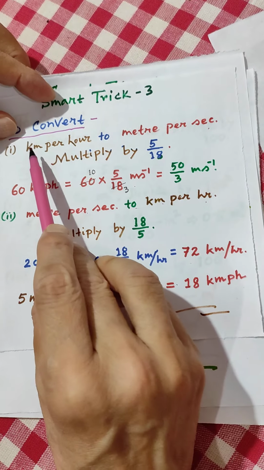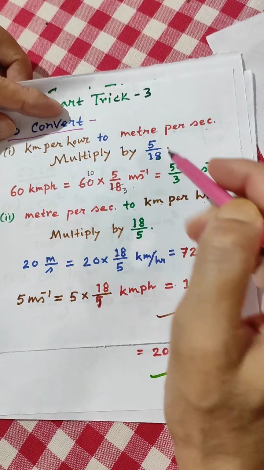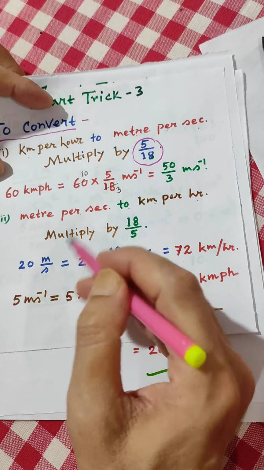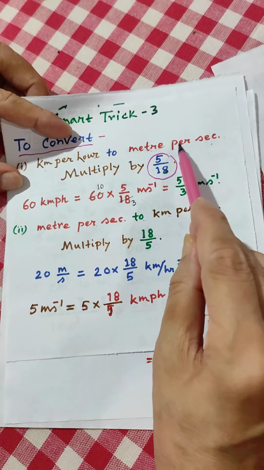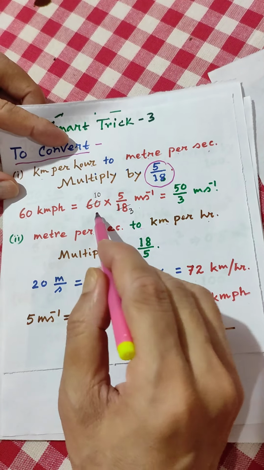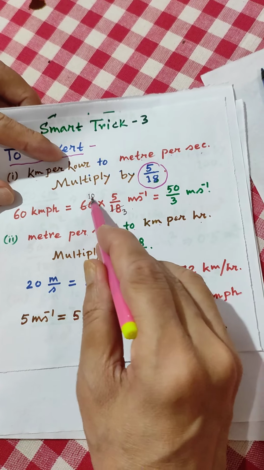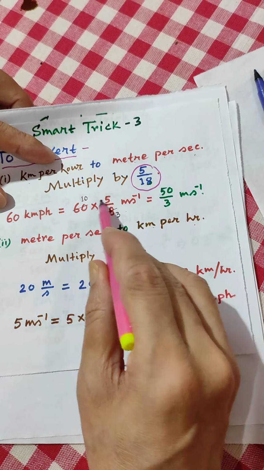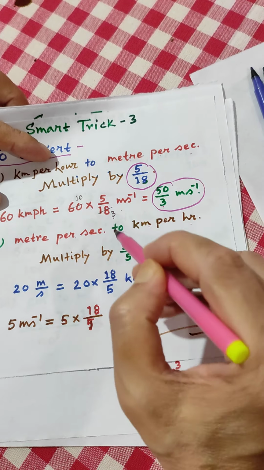Now to convert kilometer per hour to meter per second, the multiplying factor is 5 by 18. So you multiply by 5 by 18. For example, 60 kilometer per hour. You want to convert to meter per second. So you multiply 60 by 5 by 18. Cancel by 6: 6, 3, 6, 10. So it becomes 50 by 3 meter per second.